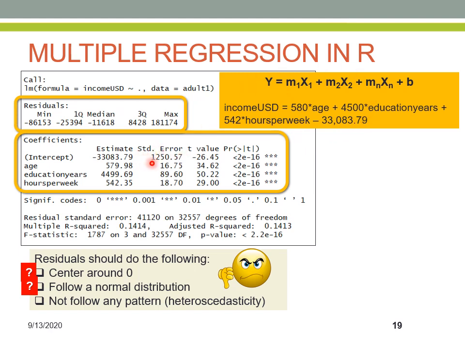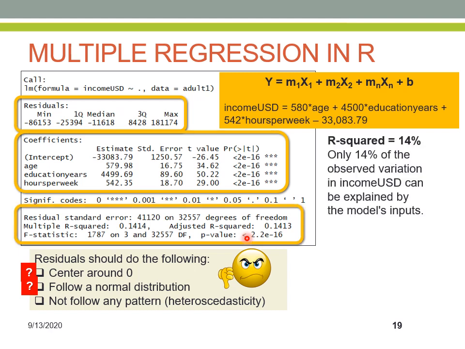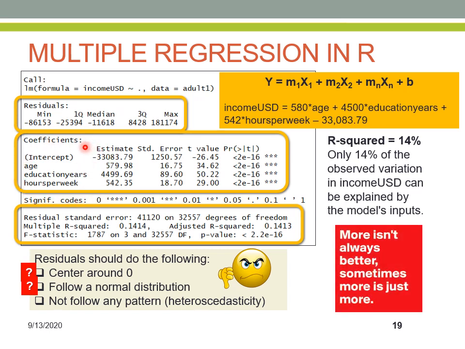We're seeing we have a very large standard error here in the intercept, and although our p-value here seems to look pretty okay, let's take a look at the measure of a good regression equation, which would be the r-squared. Now we're seeing here our r-squared is at about 14%, which means that only 14% of the observed variation in income USD can really be explained by the model's inputs. Sometimes more isn't better, and sometimes more really is just more.